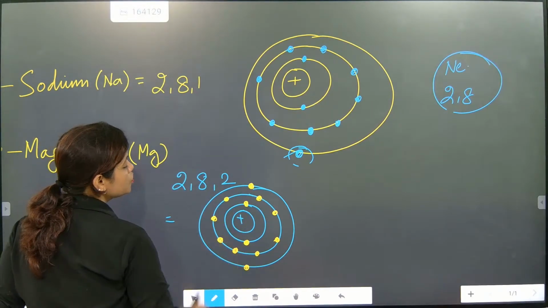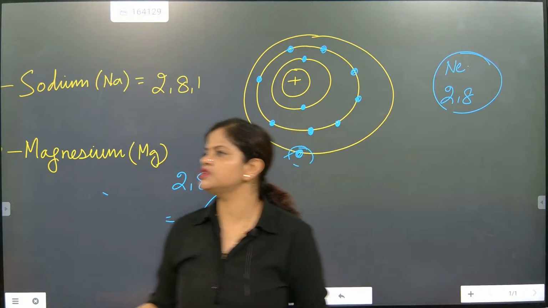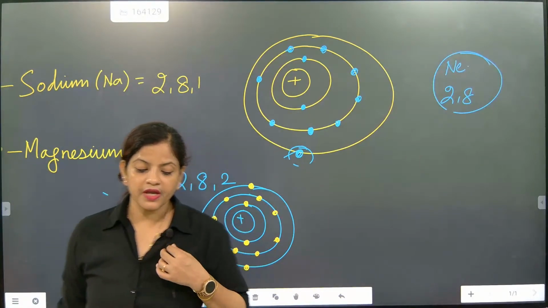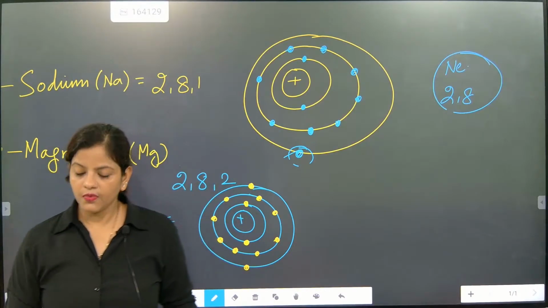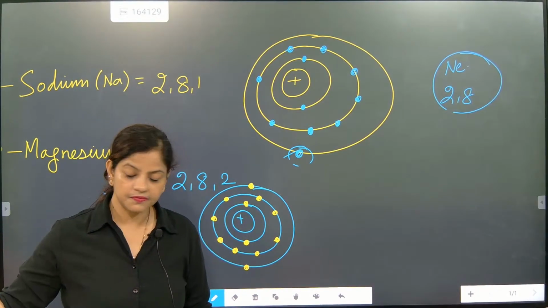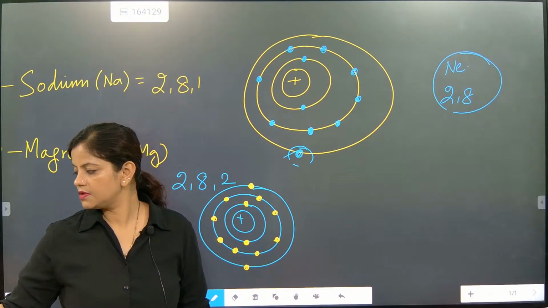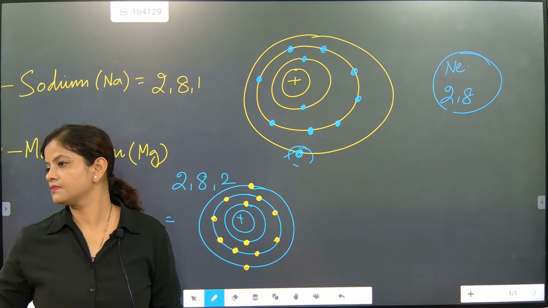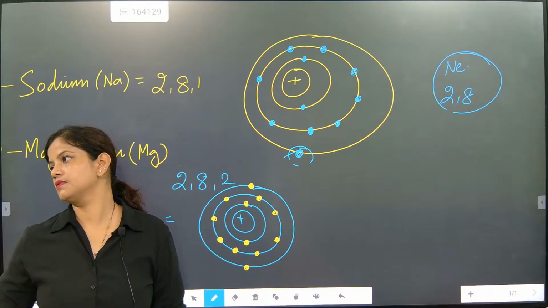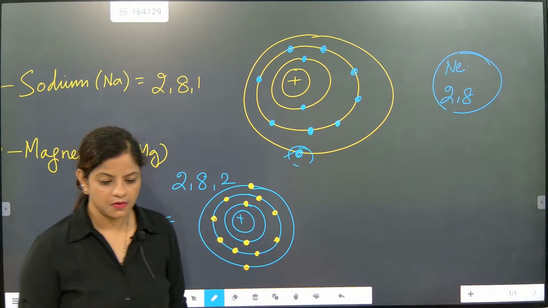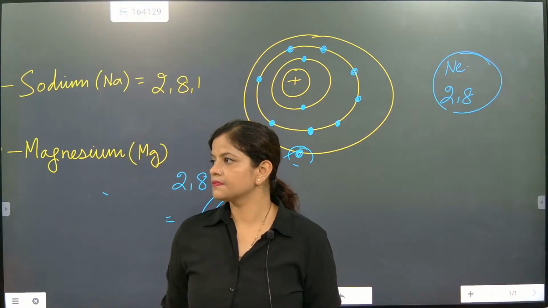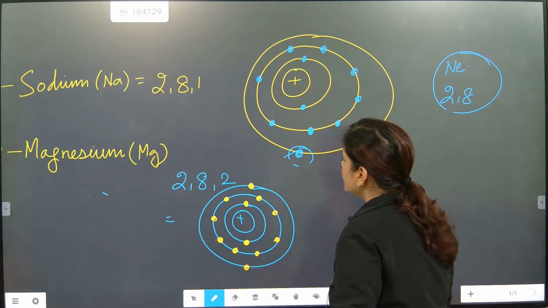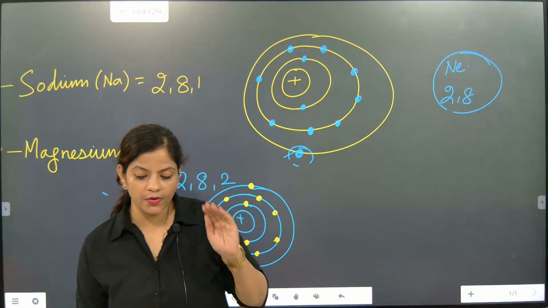So these 2 electrons they are going to lose. And once they lose the 2 electrons, they will gain the nearest noble gas configuration. I hope you have understood.